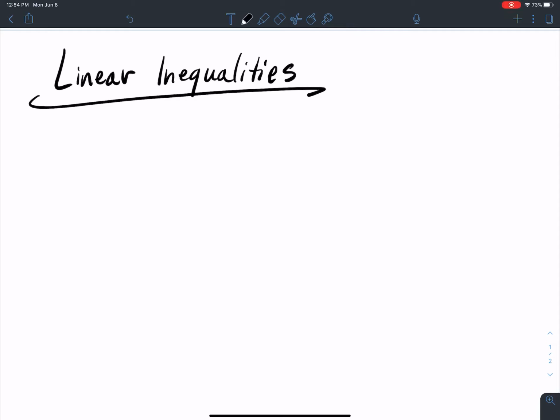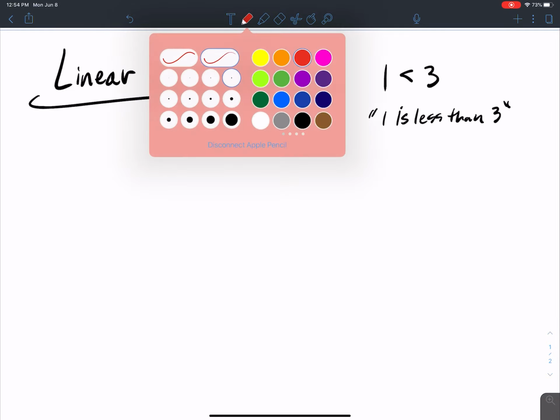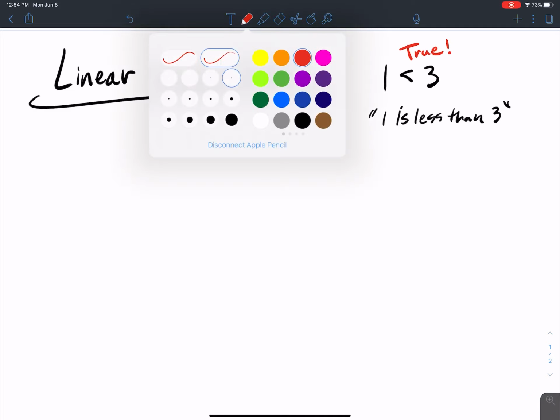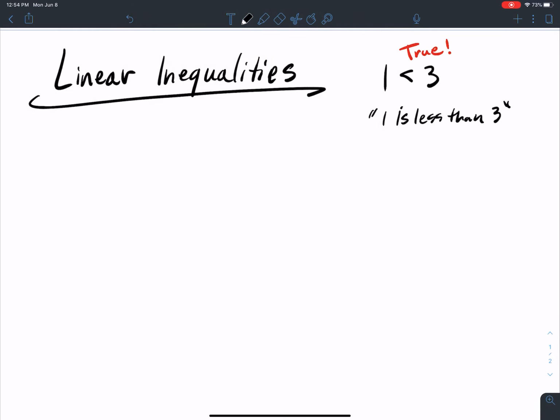So in this video, we're going to introduce linear inequalities. Okay, so let's just start introducing it here. So 1 less than 3. So we read 1 is less than 3. That's how that's read. Okay, is this a true statement? Yeah, I think so. 1 is less than 3, so that is true.